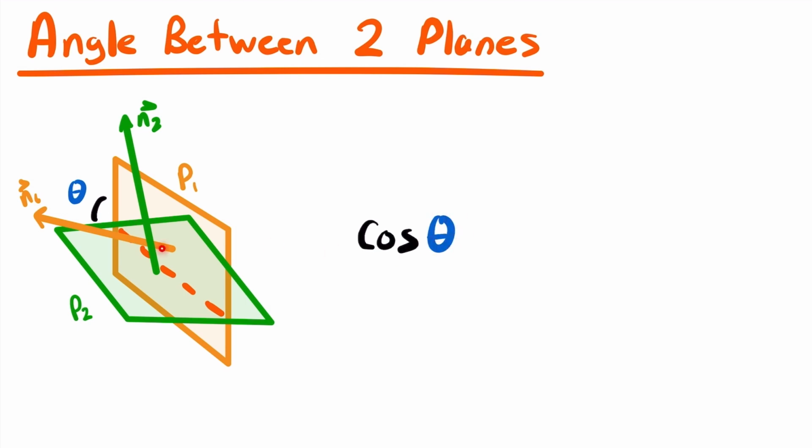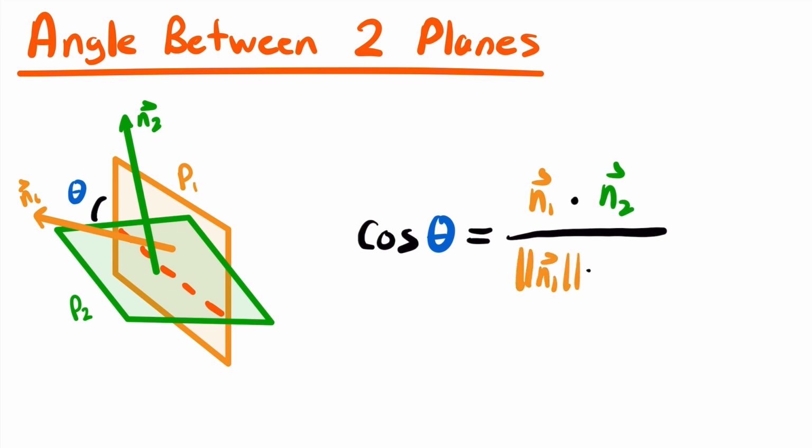That will represent the angle between the normal vectors, which is the same angle that will be between the planes, and that will be equal to the dot product of those two normal vectors. So we'll have vector n1 dot vector n2, and then we divide by their magnitudes multiplied by each other. So we'll have the magnitude of vector n1 multiplied by the magnitude of vector n2.